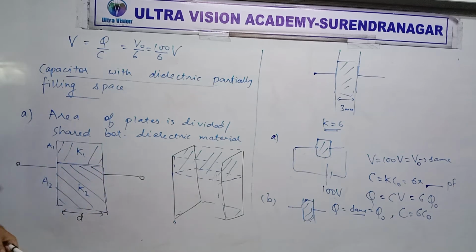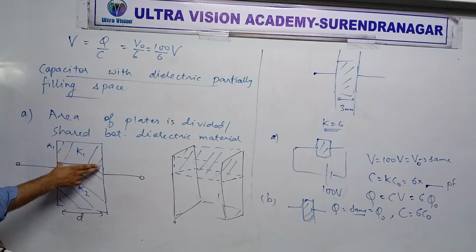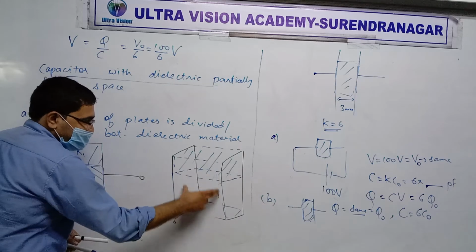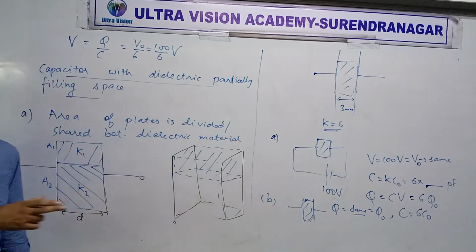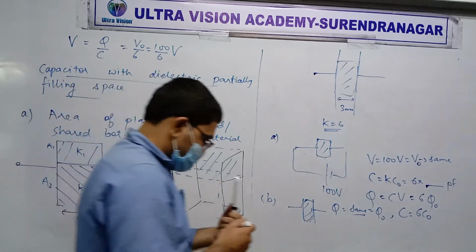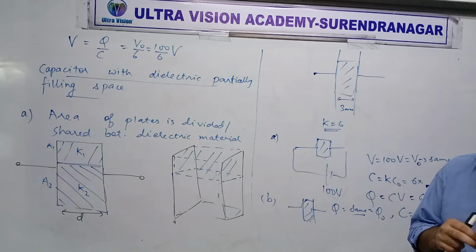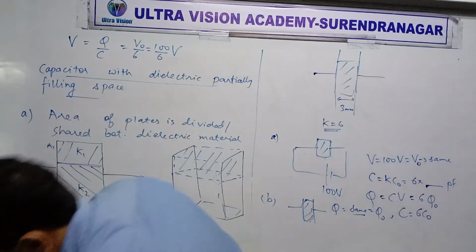So here, read the title. This is where the area of the plates is divided into 1 and 2. But the distance is d for both, that is, our width is the same here. Make sense or not? Okay, so in this kind of situation, what to do? The first one is easier, and the next one is a bit harder.